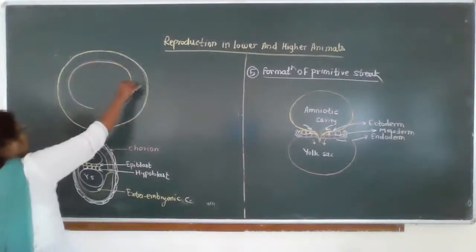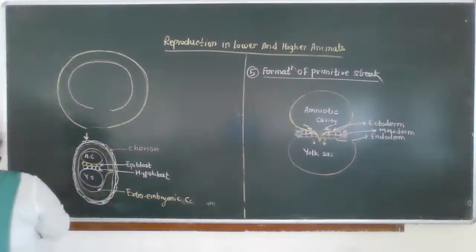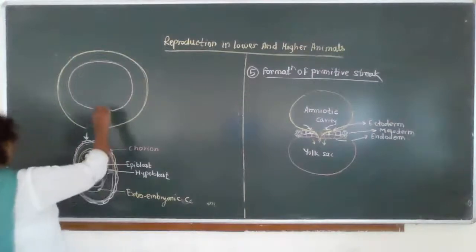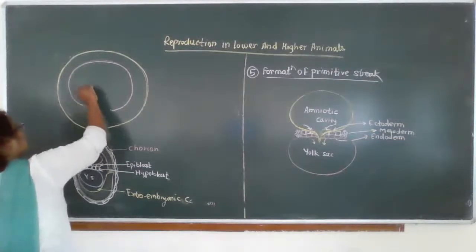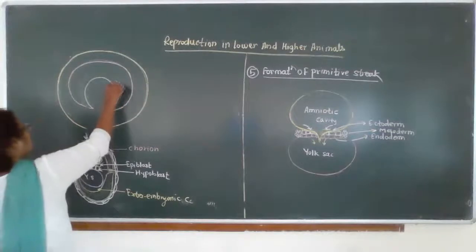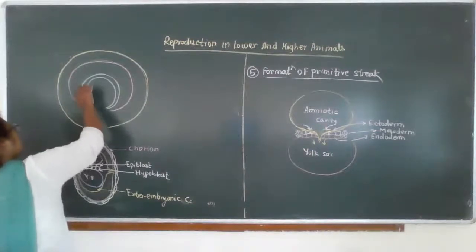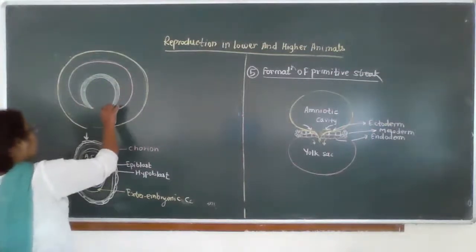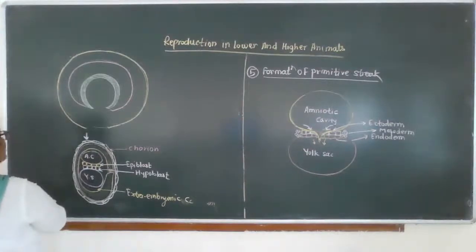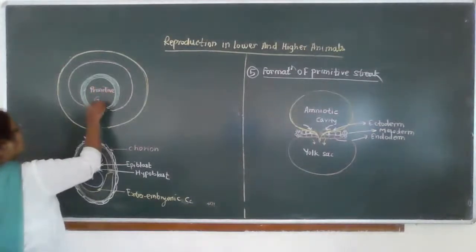The outermost is the chorion. Then just inside it there is the amniotic cavity. The amniotic cavity contains an embryo. This is the embryo, and I am shading it. So this shaded part is the embryo, and it encloses a cavity called the primitive gut. This is the primitive gut.